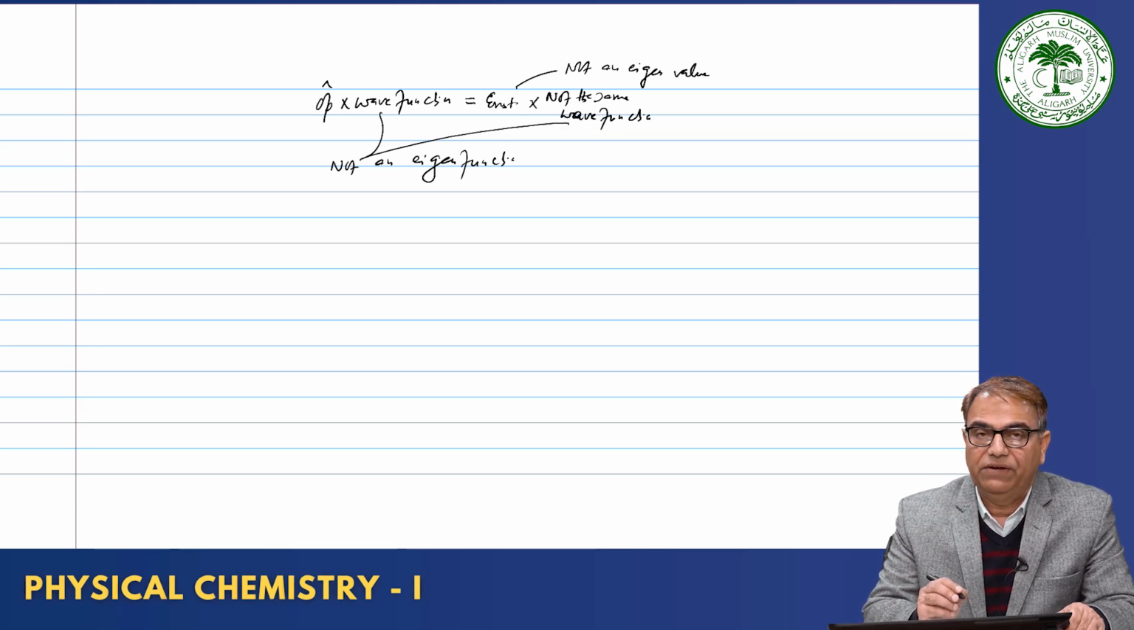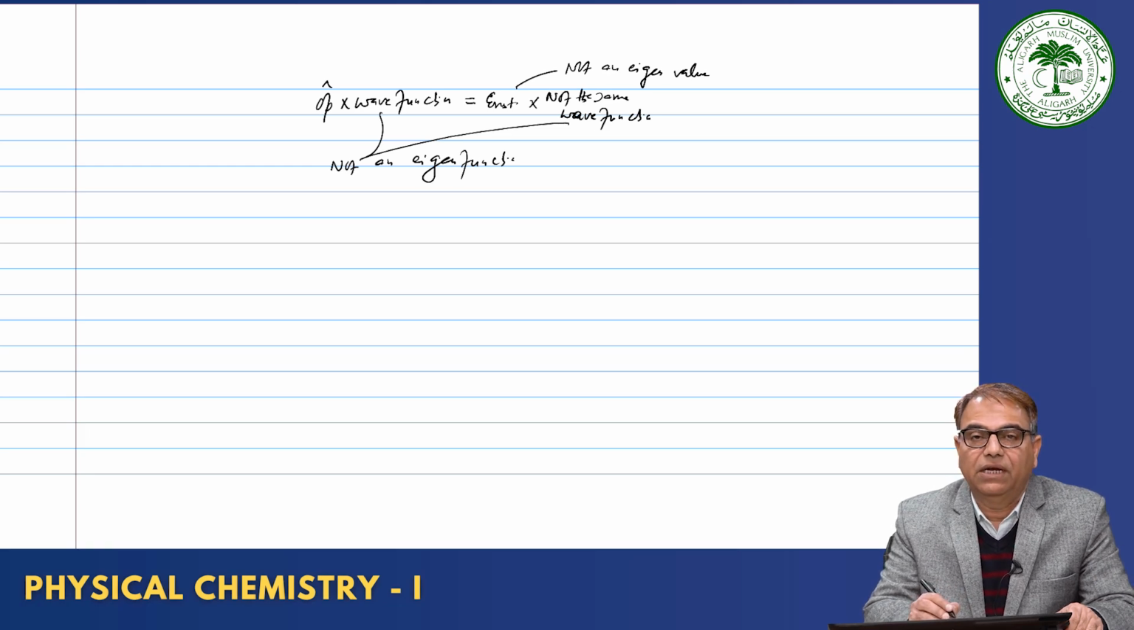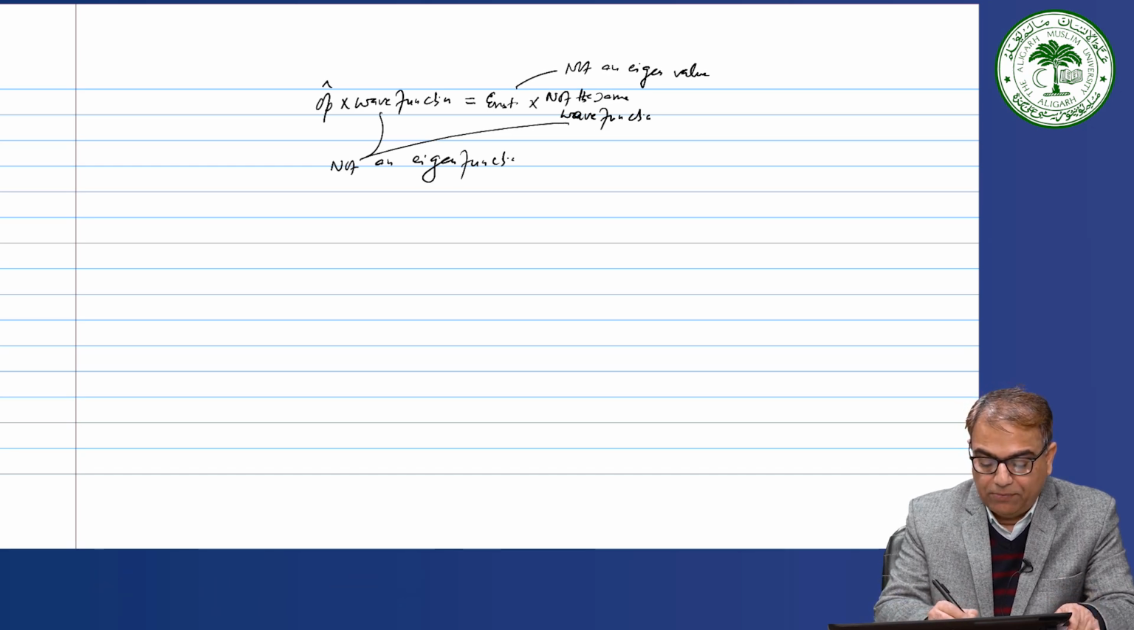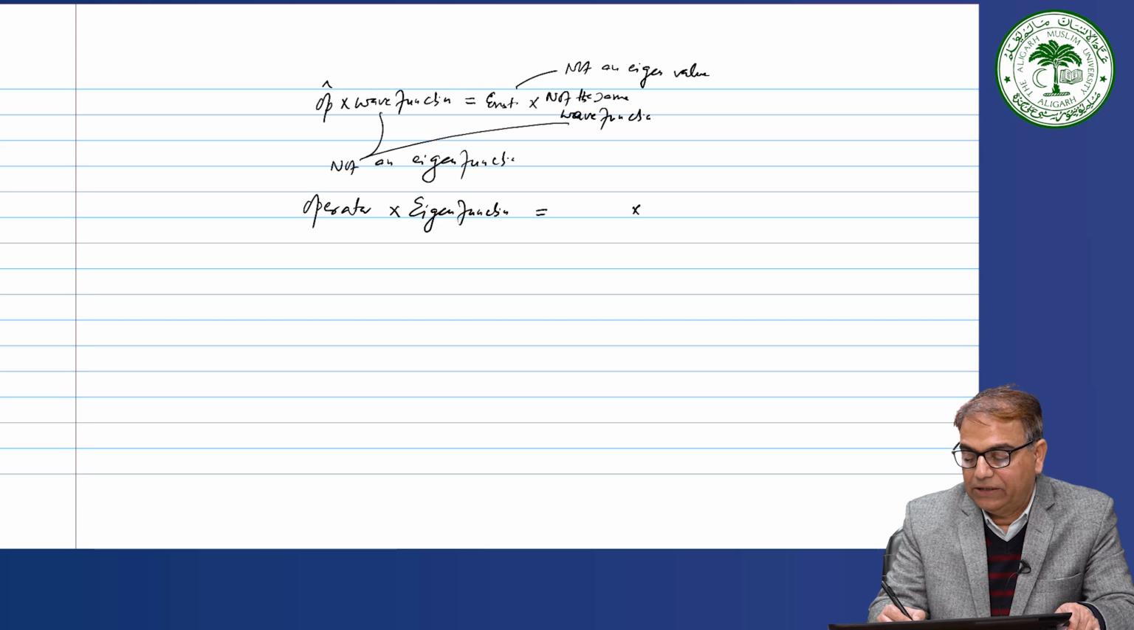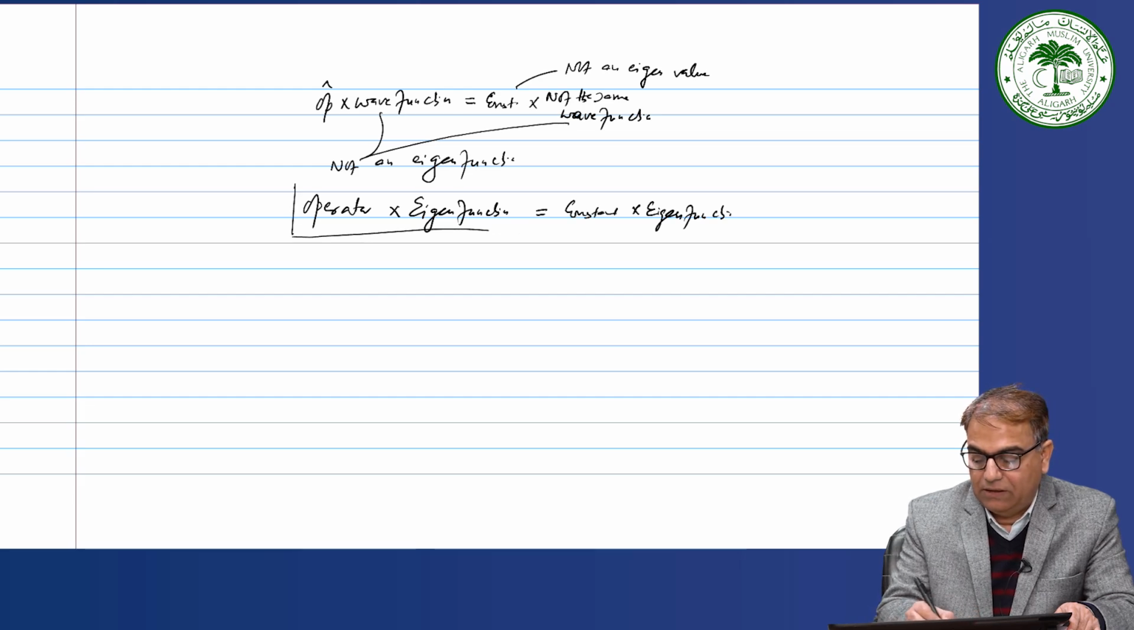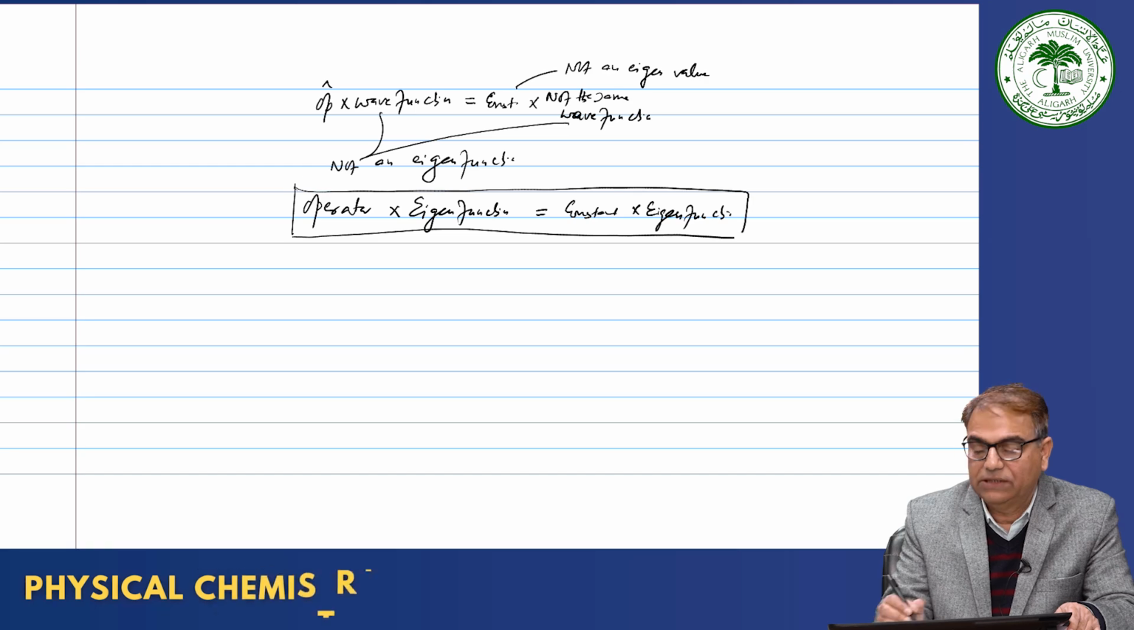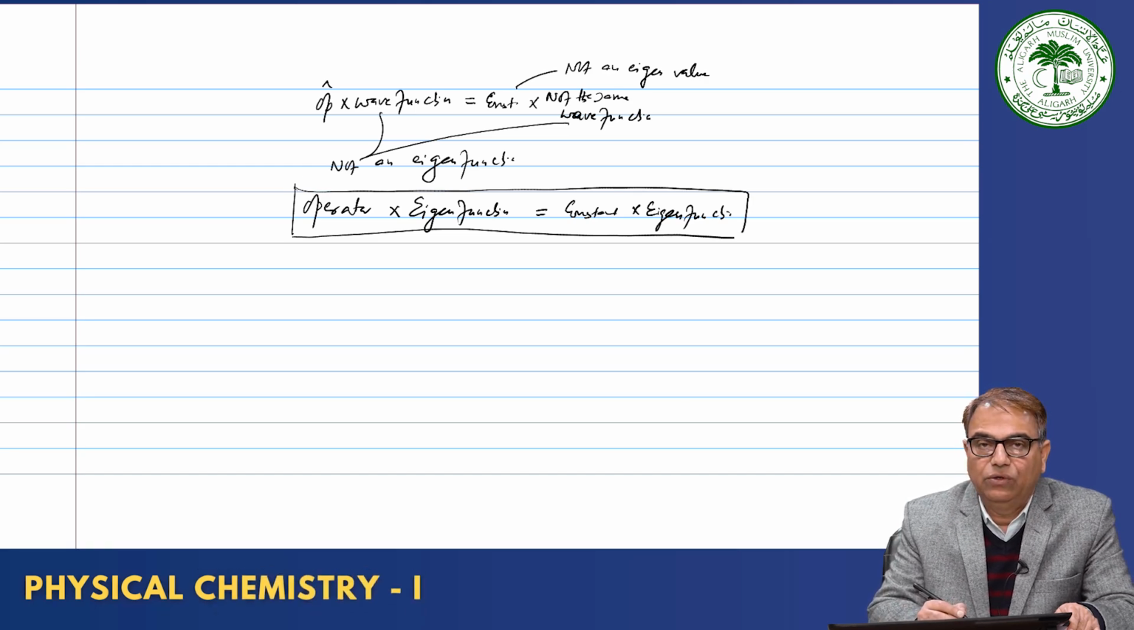So, whenever you operate with an operator on a function and you get the function back along with the constant, then you say it is an eigenvalue equation. Otherwise not. So, an operator when operated on an eigenfunction gives you the same eigenfunction back multiplied by a constant, and I hope now you understand, this is what an eigenvalue equation is.